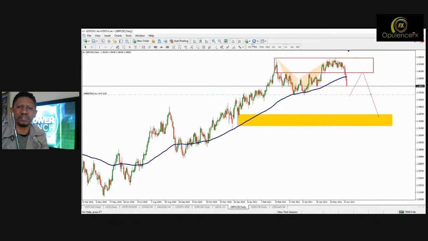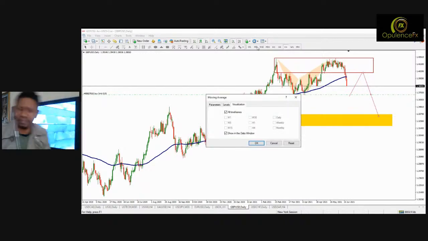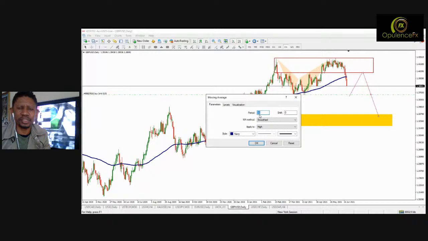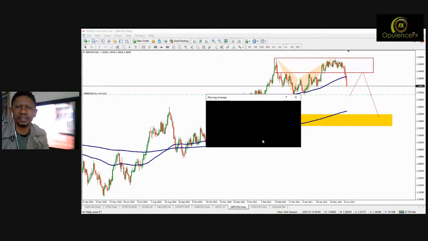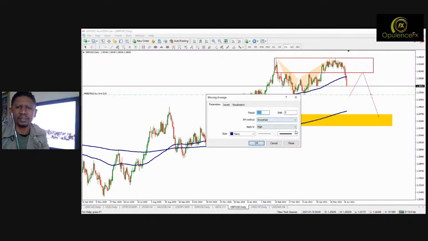Let me just check if this would not be the 200 daily moving average. All right, let's check. Could this be the 200 daily moving average as we teach? Let's go. This is the 200. I'm using the smoothed, the MA method, smooth applied to high. I could still drop it if I want to. There it is. Let me change the color. Looks like I could apply this to low because I just want to know the lowest drop.